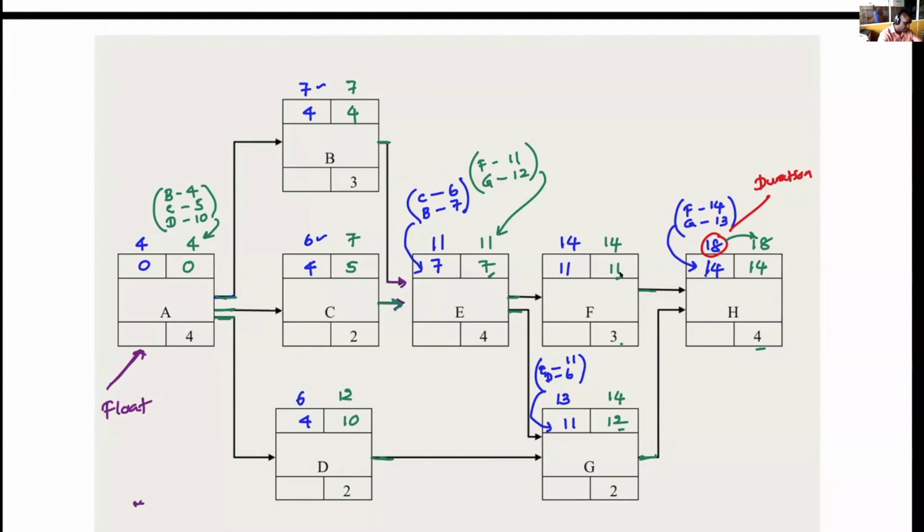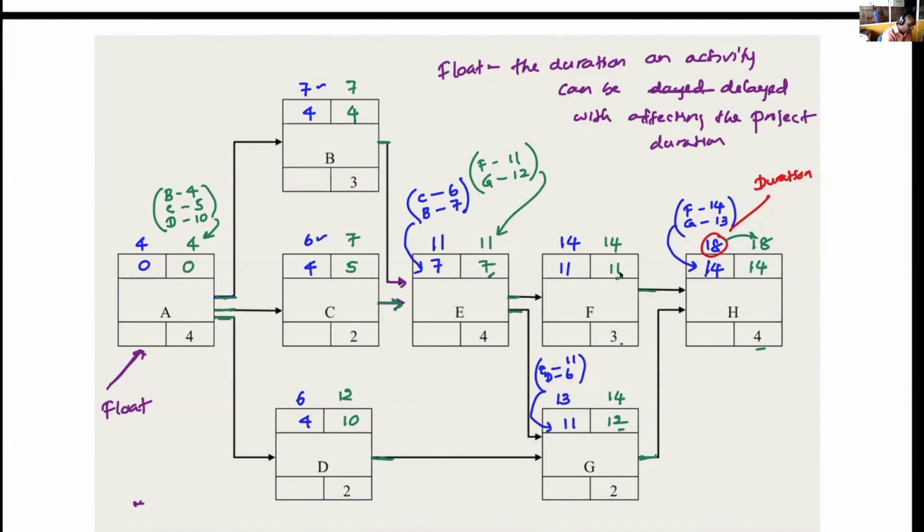That is the float. Float is the duration we have discussed last time, by which an activity can be delayed without affecting the project duration. Float can be found out, the total float. There are different types of floats that we have discussed last time. I will explain the float and I will answer your questions.